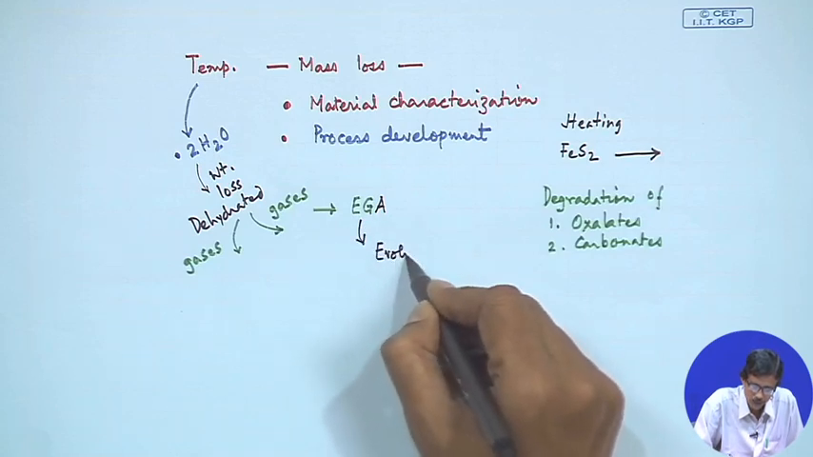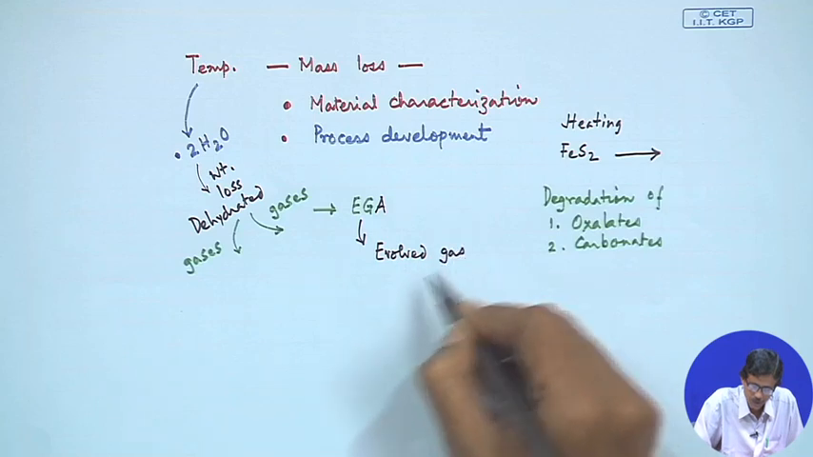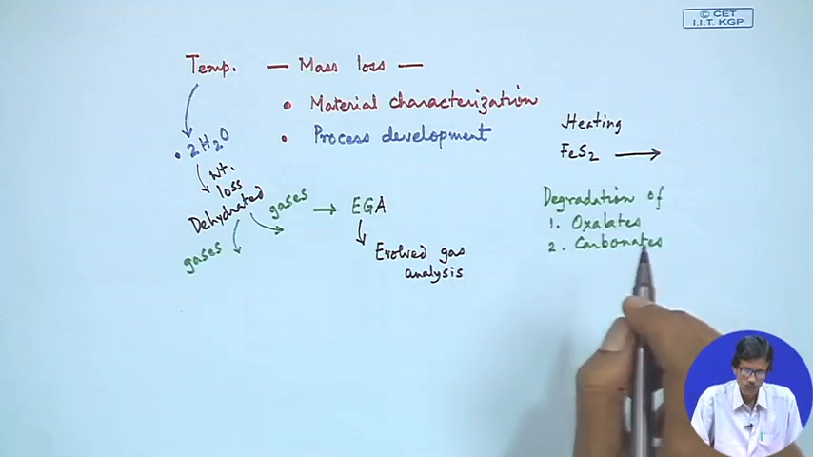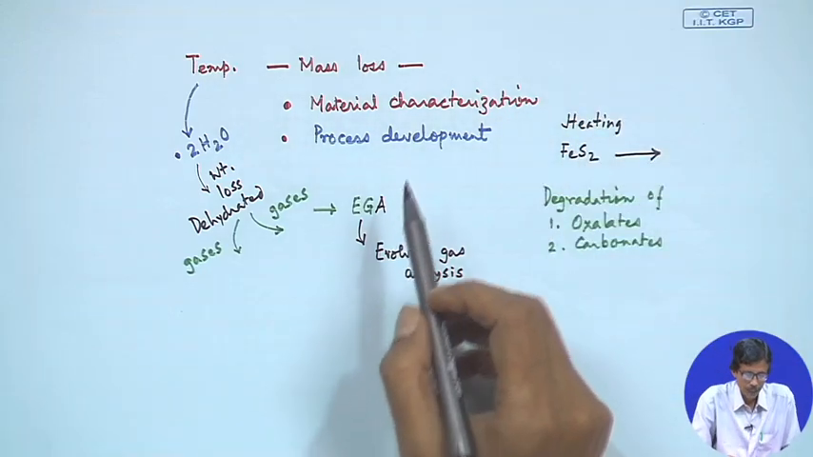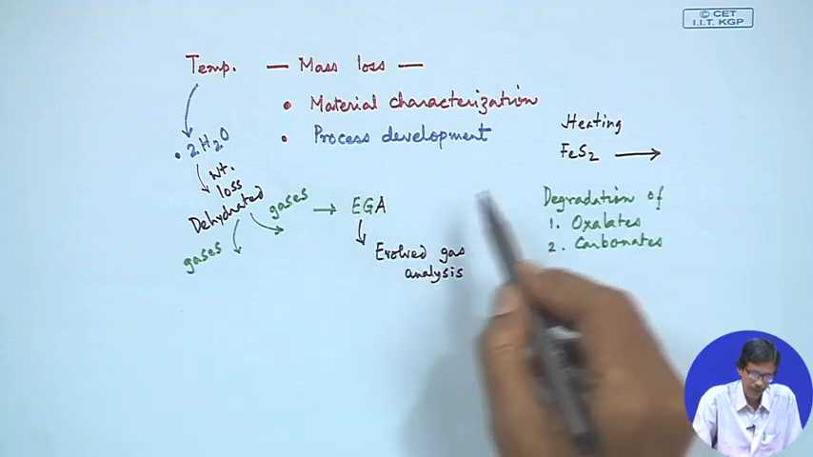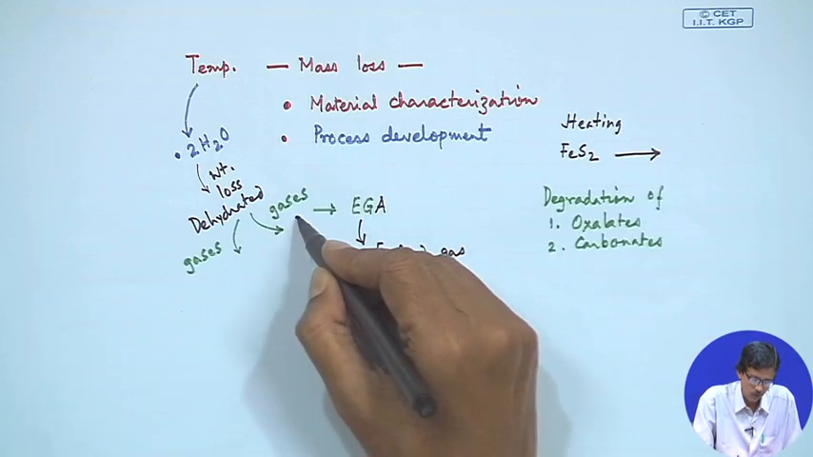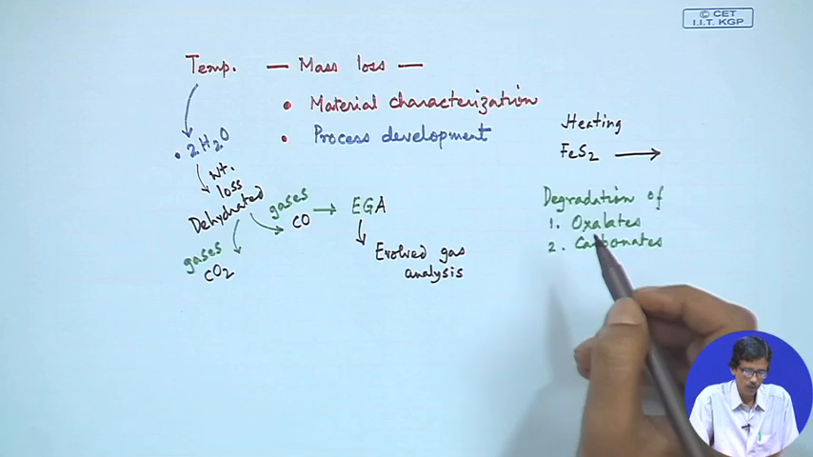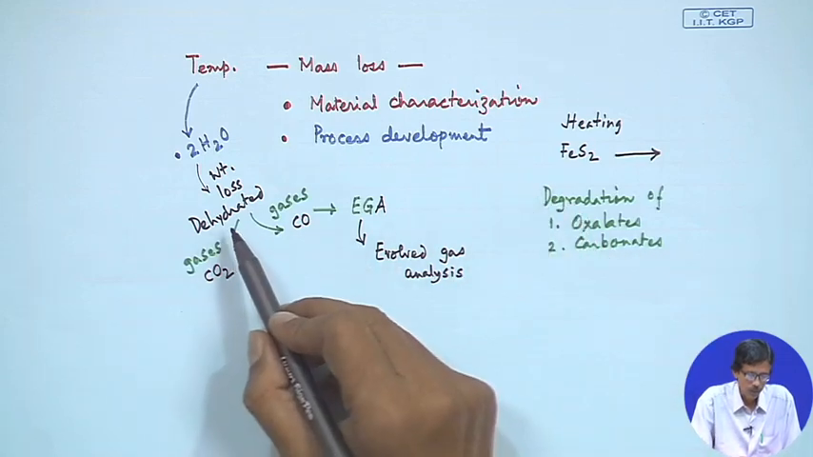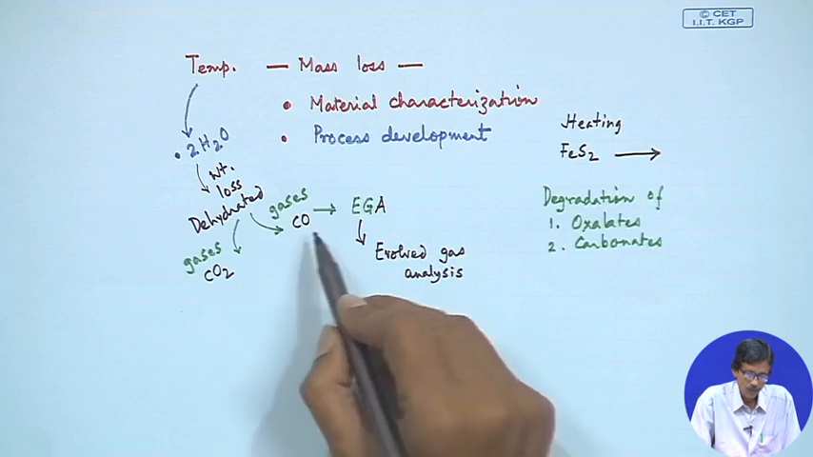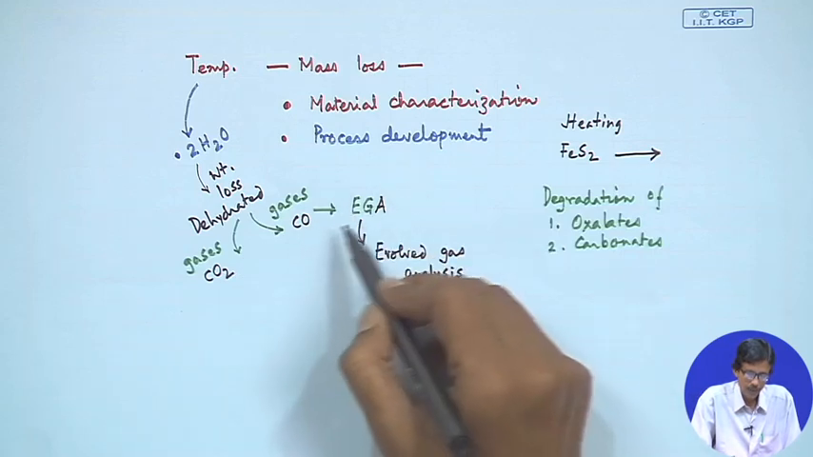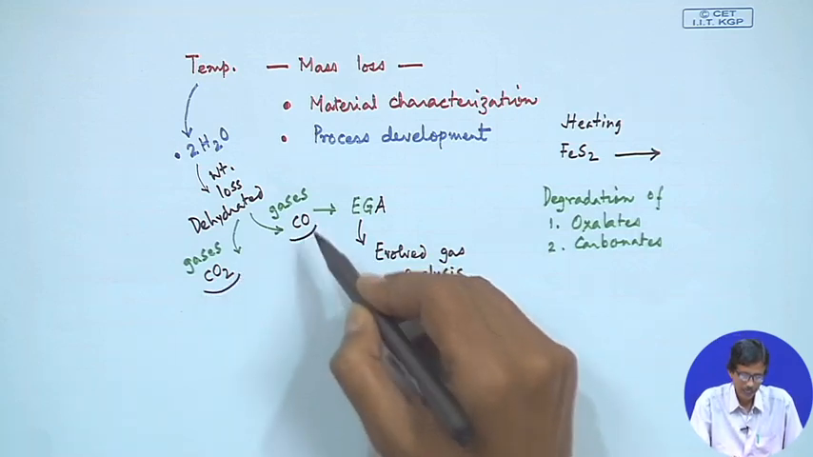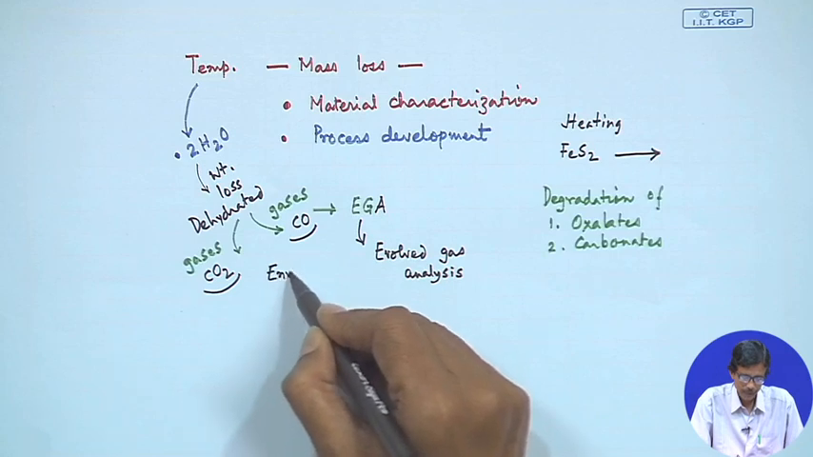Evolved gas analysis. We have also seen two different types of this mass loss when we consider the typical environment. When gases such as carbon monoxide or carbon dioxide are coming out from the solid which we are heating, these two gases are present above the solid, and they basically maintain the corresponding environment.